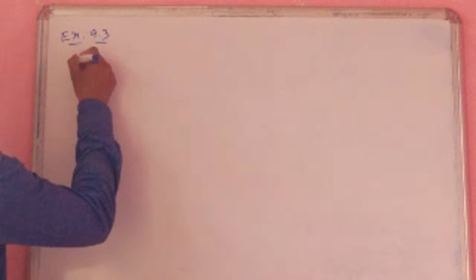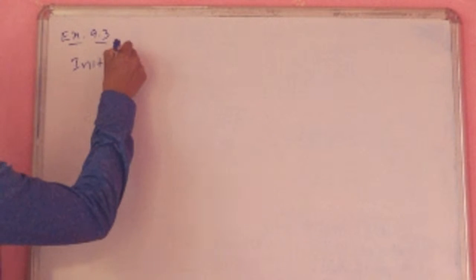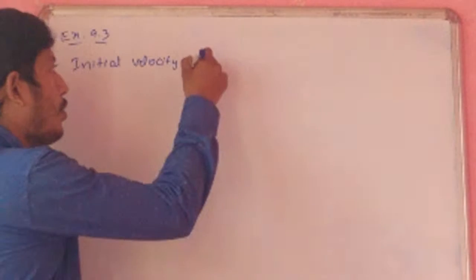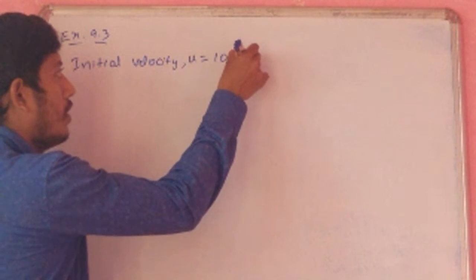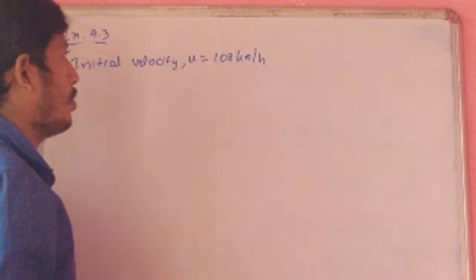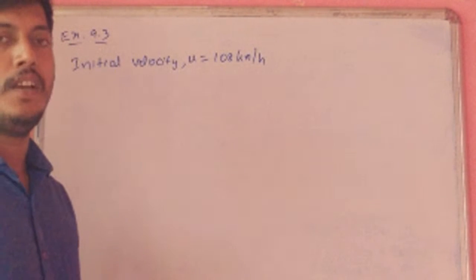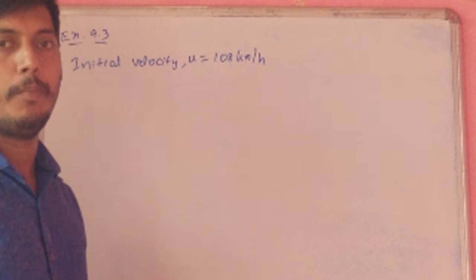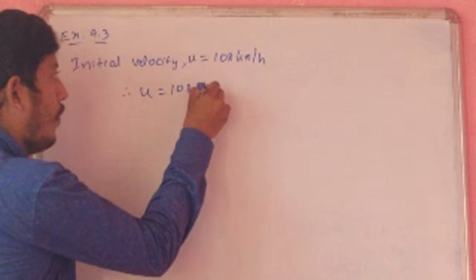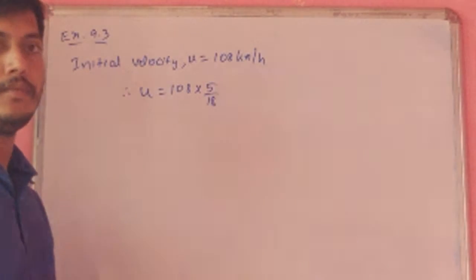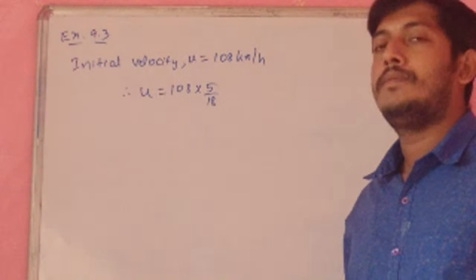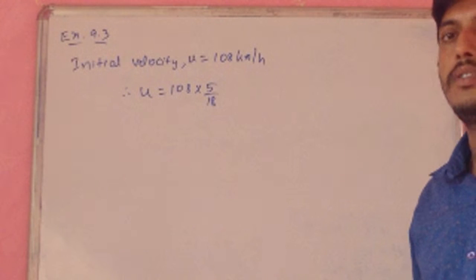So I will write initial velocity, u, equals 108 kilometer per hour. To convert kilometer per hour into meter per second, we have to multiply the given number by 5 by 18. So u equals 108 into 5 divided by 18. Just comment me the answer first. So what is the initial velocity?